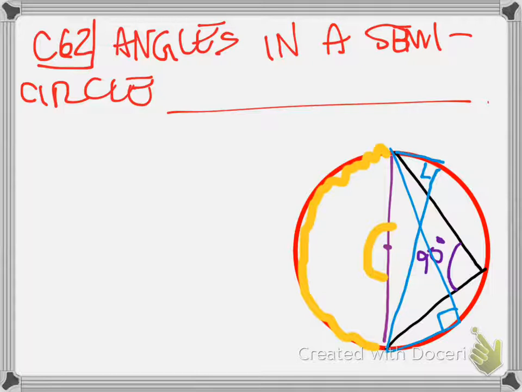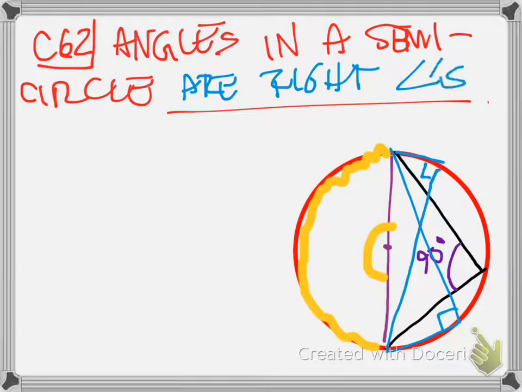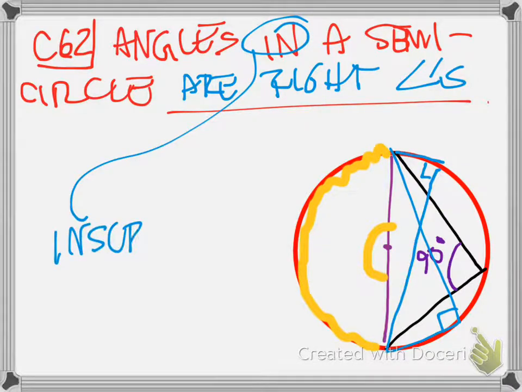So angles in a semicircle are actually, I should correct that, shouldn't I? Are right angles. And it should be angles inscribed. So this should be inscribed. And we're not going to edit because I don't have time. Inscribed. So angles inscribed in a semicircle are right angles.